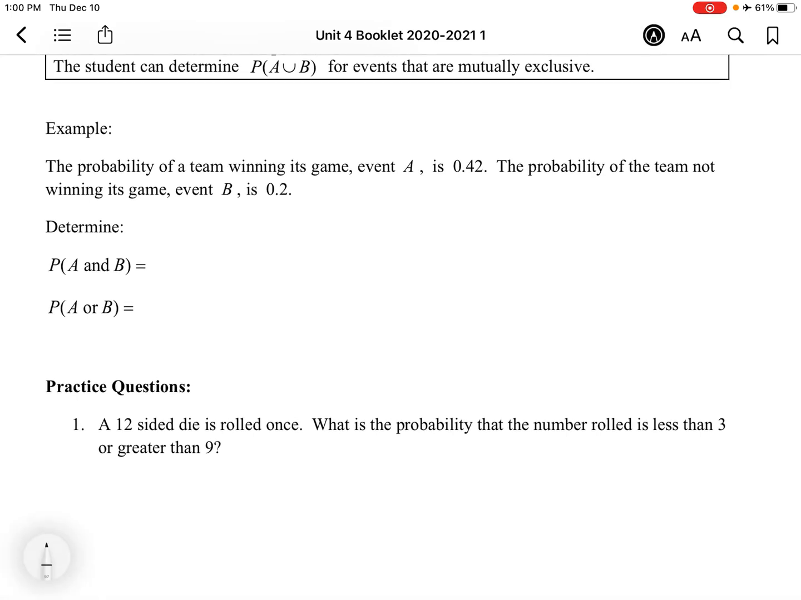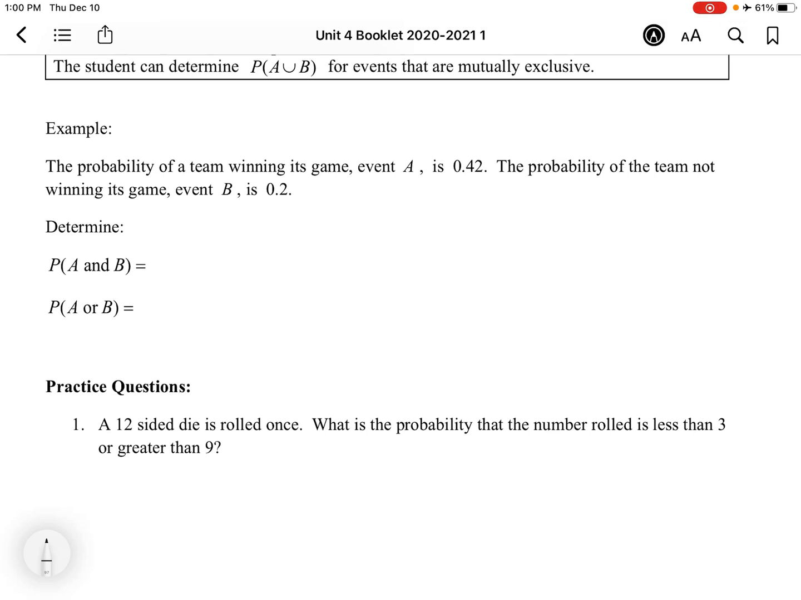Okay, so here's another one. The probability of a team winning its game, event A, is 0.42. The probability of the team not winning its game, event B, is 0.2. Okay, determine the probability of A and B and the probability of A or B.